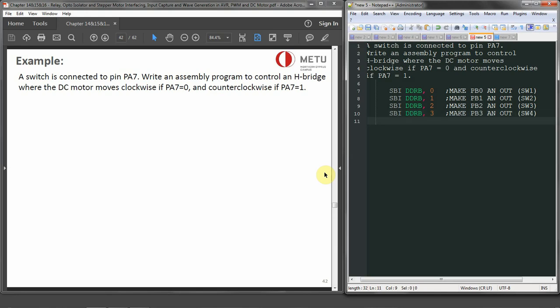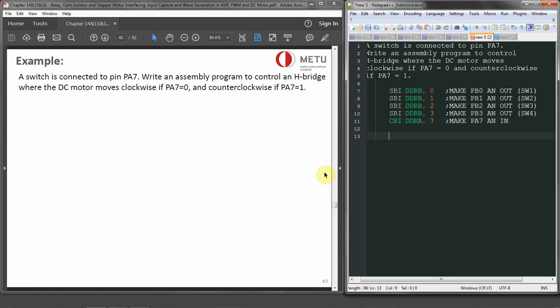And we also need to identify port A pin 7 and set the direction. So clear bit DDRA 7, so that means we make PA7 an input, which is the switch that we need. Now we have to monitor that switch whenever it is changed. For 0 it's clockwise and counterclockwise if PA7 is 1.